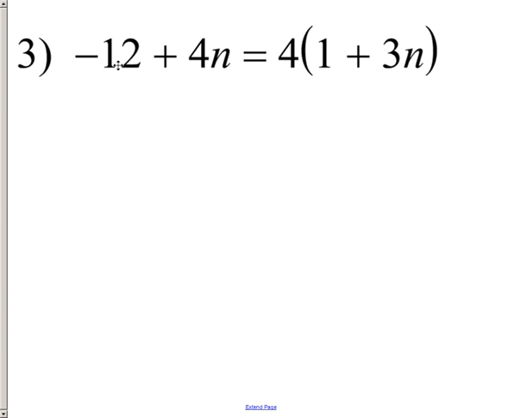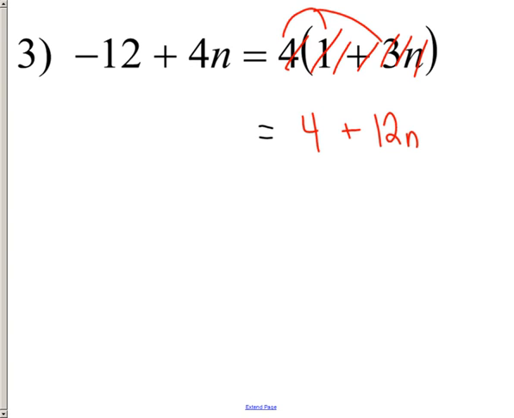Last one. There's no distribution on this left side. It's actually on the right side. We don't care where it shows up. We're just going to take care of it, same way that you always have. So all of this became 4 plus 12n. It's on the right side of the equal sign, and everything else just drops down.